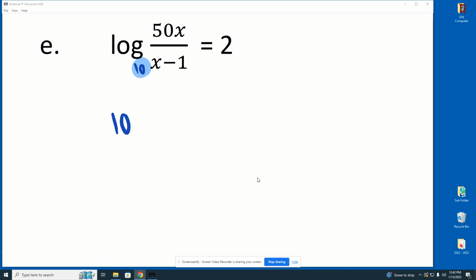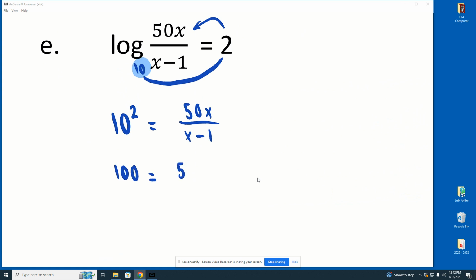the base of my exponent. And then we do the loop. 10 to what power? The second equals what? That whole thing, right? 50x over x minus 1. So guys, what is 10 squared? So 100 equals 50x over x minus 1.